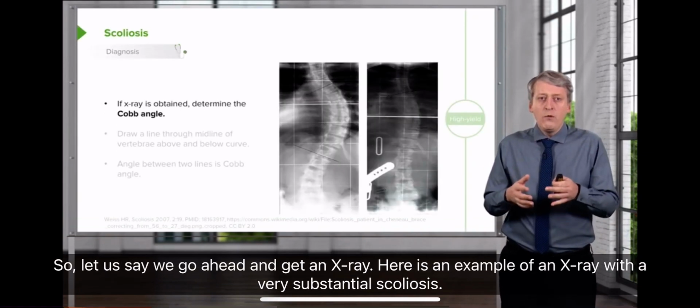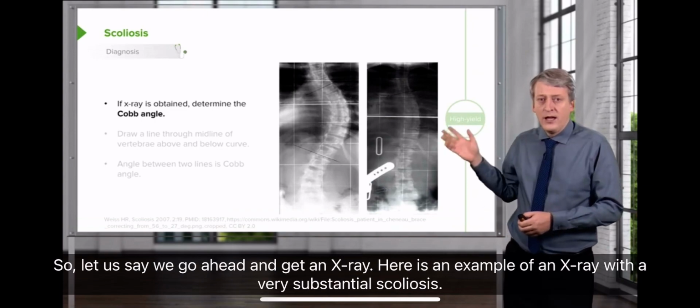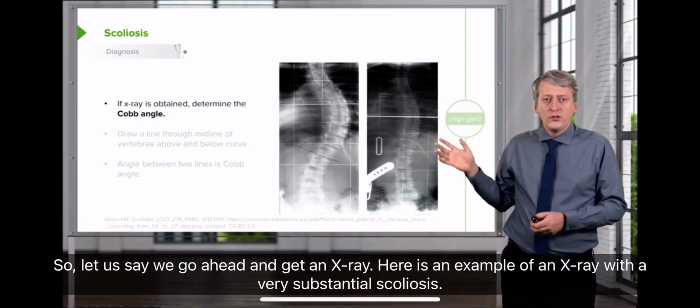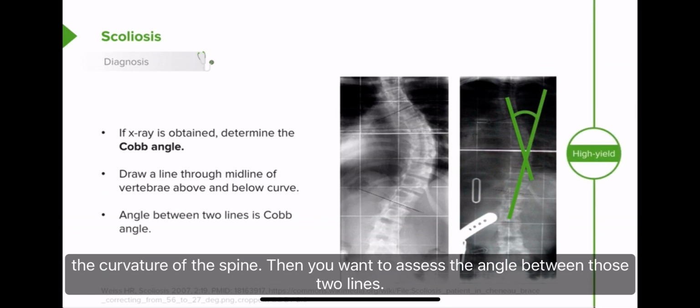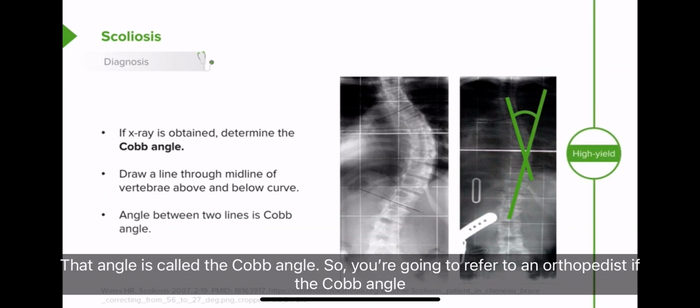So let us say we go ahead and get an X-ray. Here's an example of an X-ray with a very substantial scoliosis. What we'll then do is we'll draw lines on the X-ray. You want to draw lines above and below the curvature of the spine, and then you want to assess the angle between those two lines. That angle is called the Cobb angle.